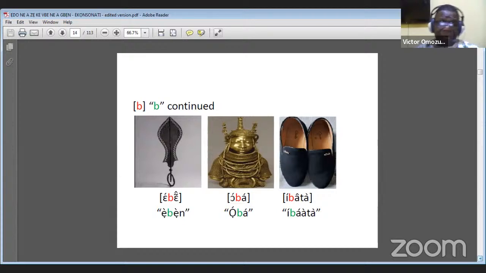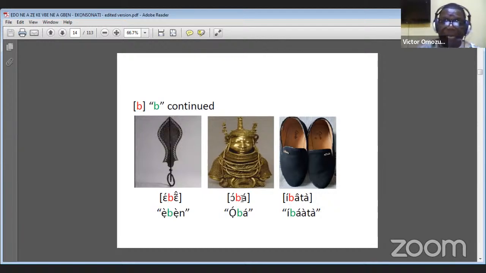Then B continues. You have the B in it's a bend. Sorry, the tone there is low, not high low. That is lolo, ebe, as you have it in the written form here. So forget about the one on the top. It's ebe, lolo, ebe. So I will correct that subsequently.